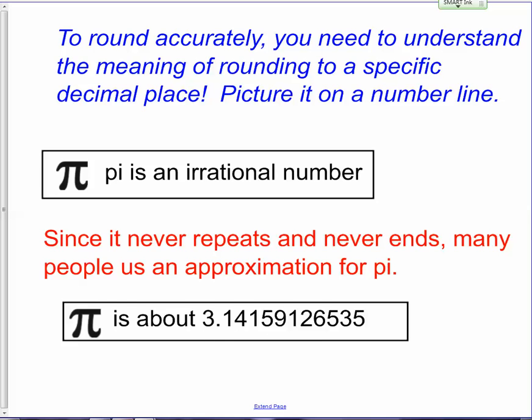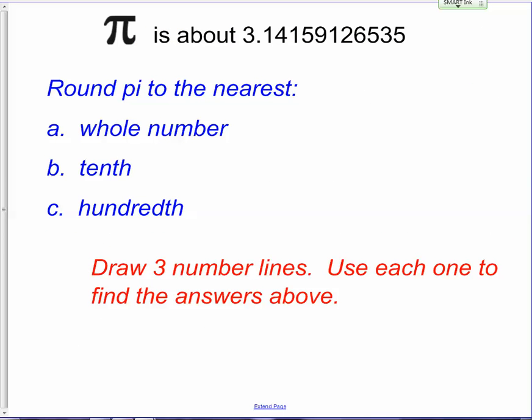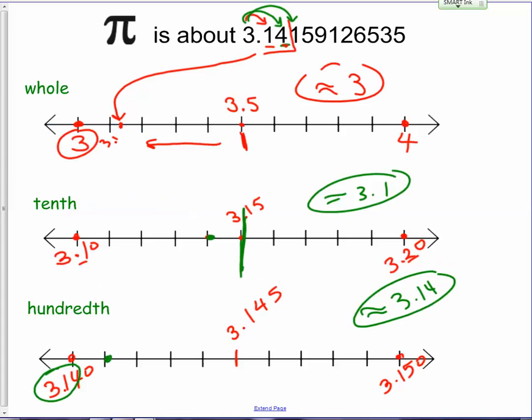So we use that to practice rounding off. I wanted you to round pi to the nearest whole number, the nearest tenth, and the nearest hundredth. You made some number lines, and then I had you come up and put those on the number lines. And then we talked about the number pattern, so you don't always need a number line.